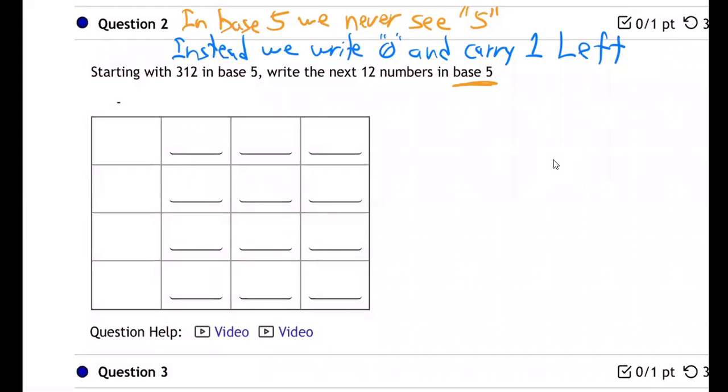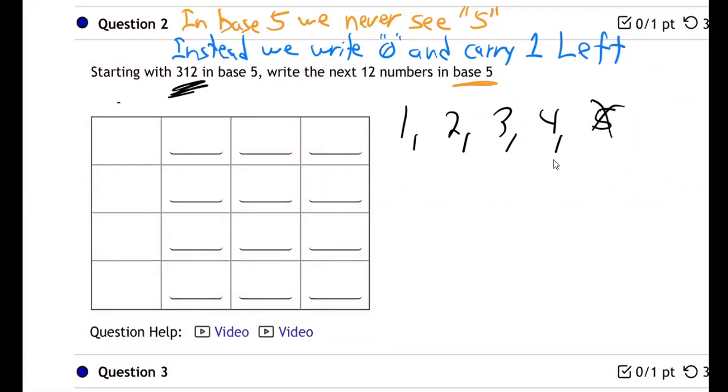So here we go. I'm going to count in base 5. Now I know they want me to start at 312. I'll get to that in a second. Let me first just start with 1, just to give you the feel. So 1, 2, 3, 4, 5. That's easy, right? I'm just counting in base 5, but hold on. I can't write that, can I? In base 5, when you're counting, you cannot have a 5.